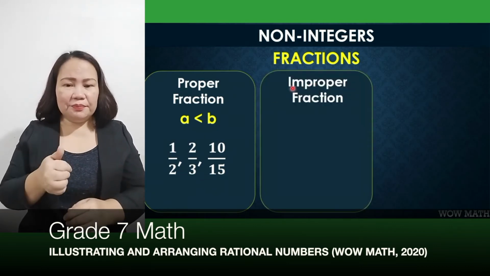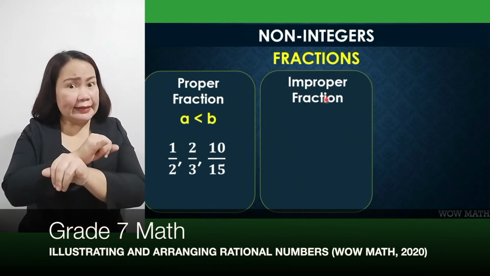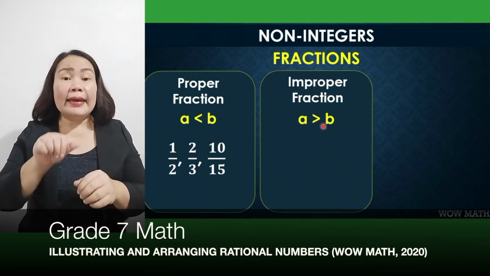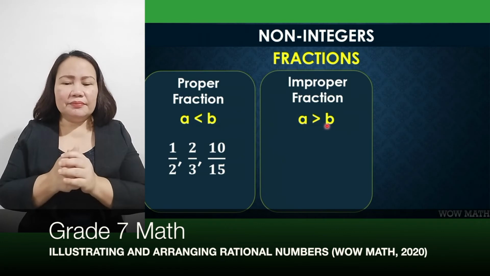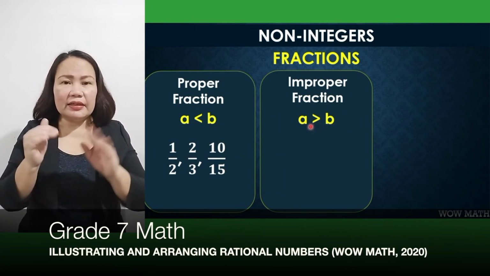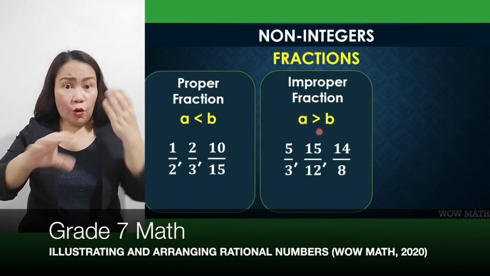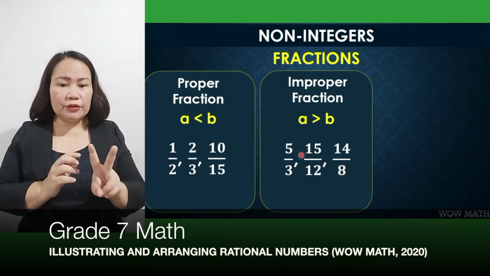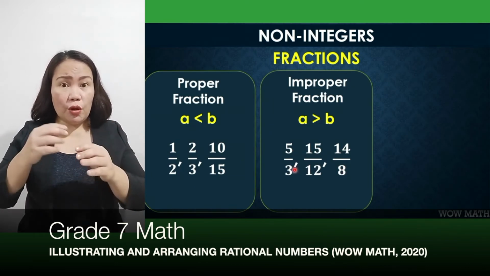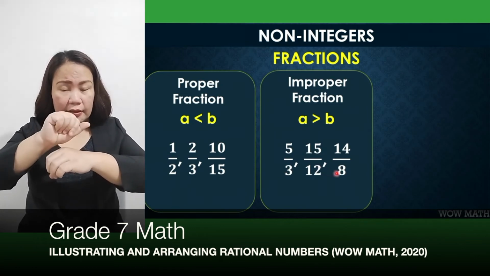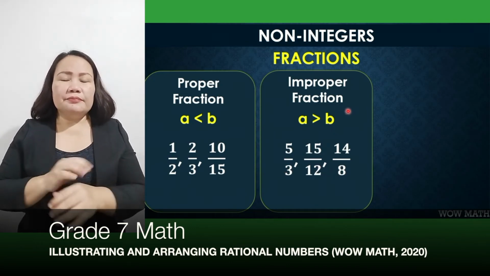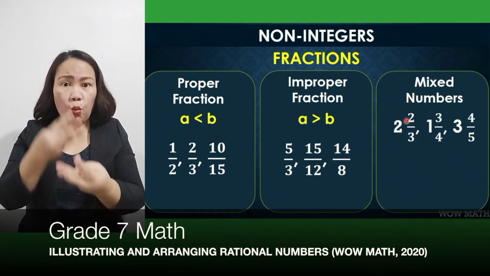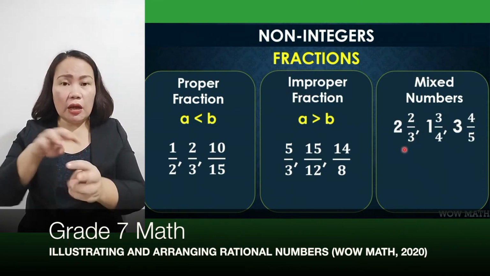Another example under fraction is improper fraction. Improper fraction is also an example of rational numbers because even if A is greater than B, ibig sabihin yung numerator natin ay mas malaki sa B, like 5 over 3, 15 over 12, 14 over 8, still, we have A over B. We can still express this as A over B. Therefore, improper fractions are also rational numbers. And then, for mixed numbers, meron siyang kasamang whole number and a fraction. This is a combination of a whole number and a fraction.